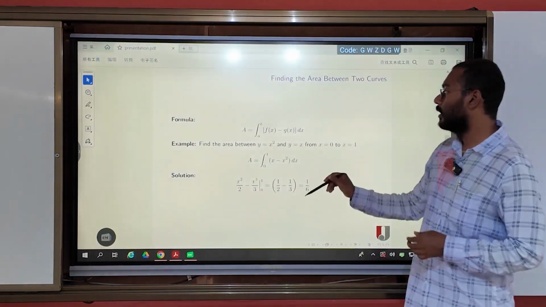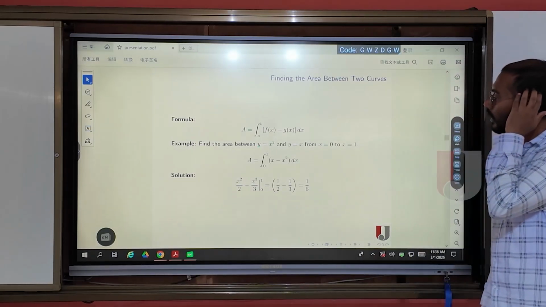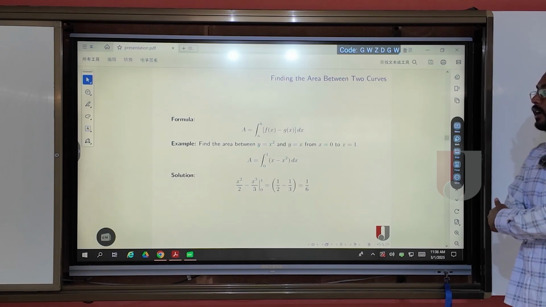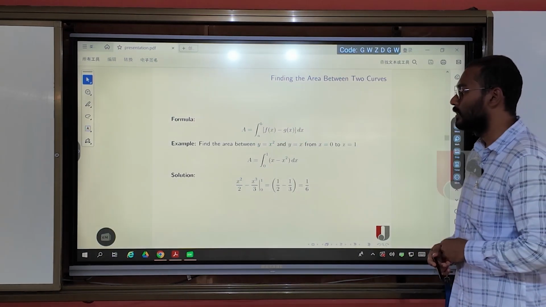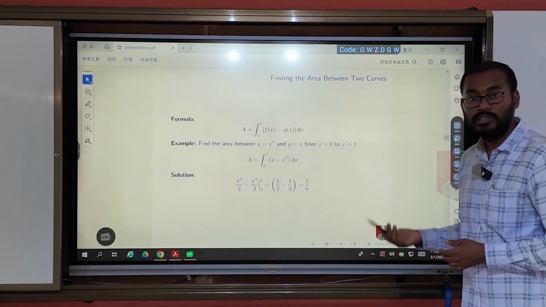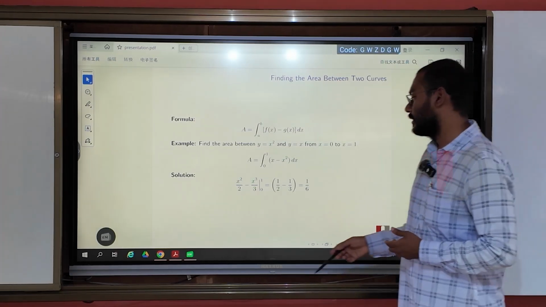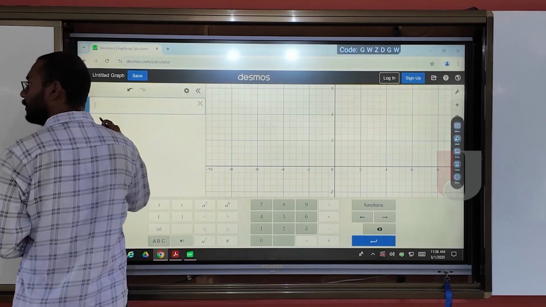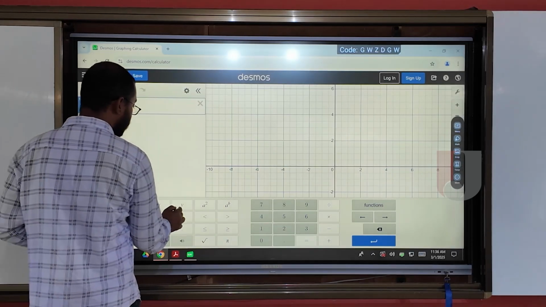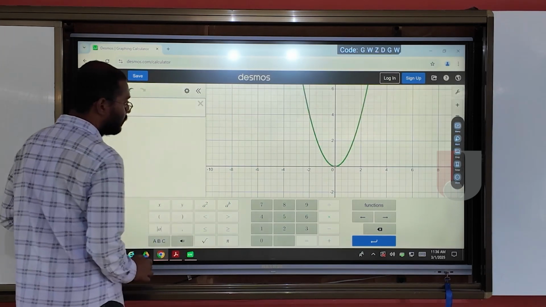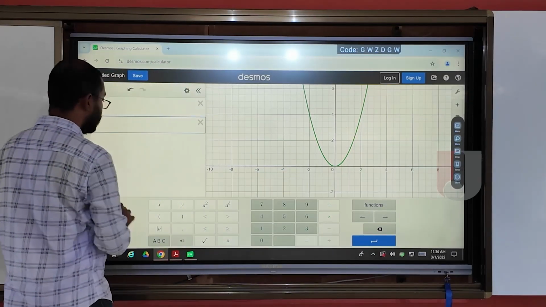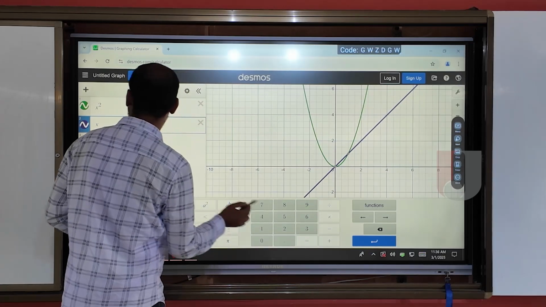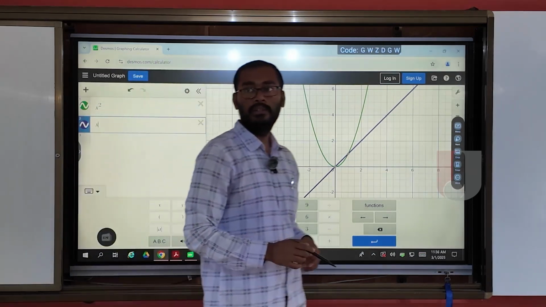Okay. So that is the formula. Suppose we want to find out the area between y equal to x square and y equal to x, from x equal to 0 to x equal to 1. Now we want to see how the curves look like. For this purpose, first we will use y equal to x square, and next the line y equal to x inside that zone.